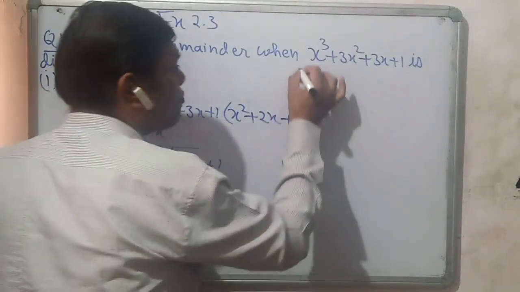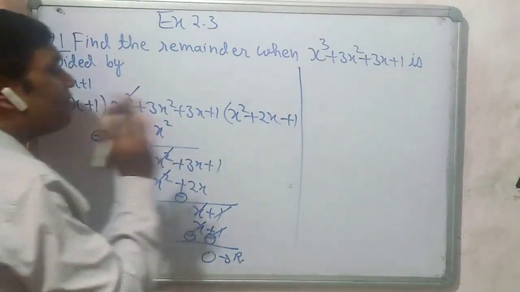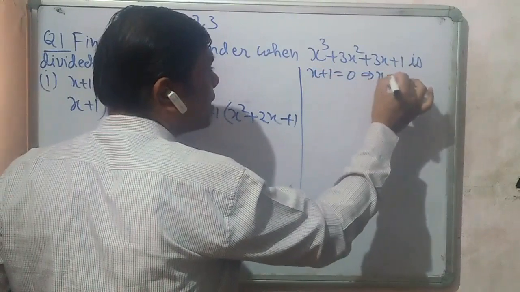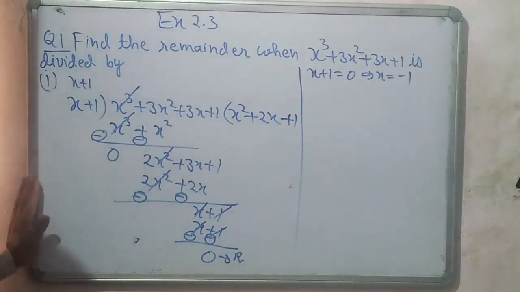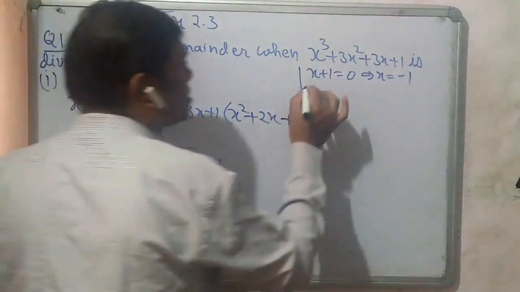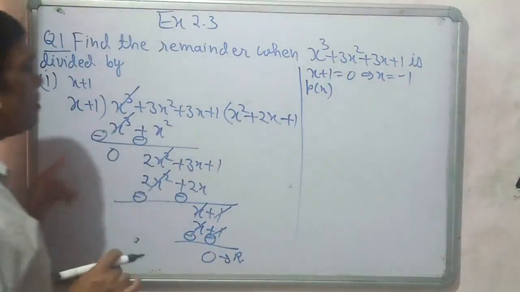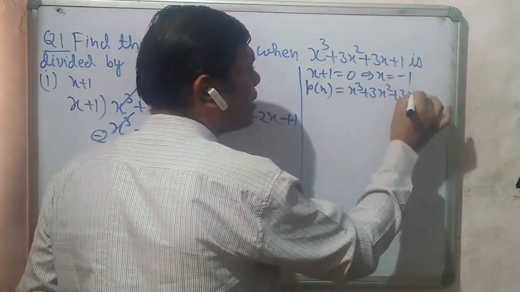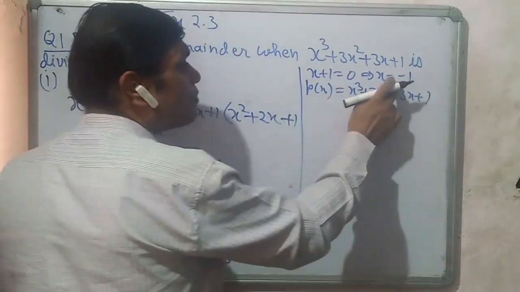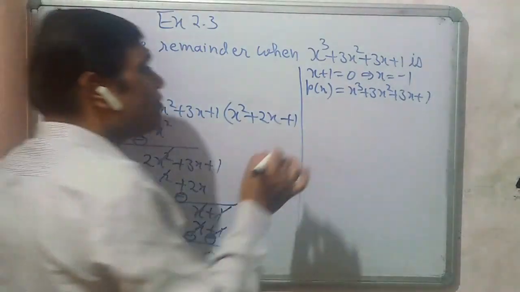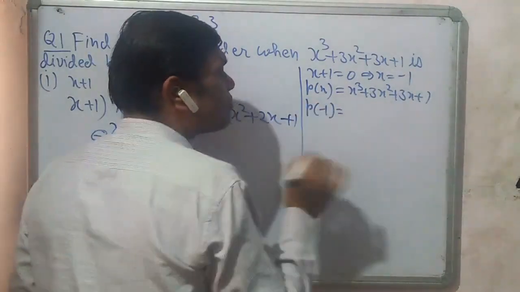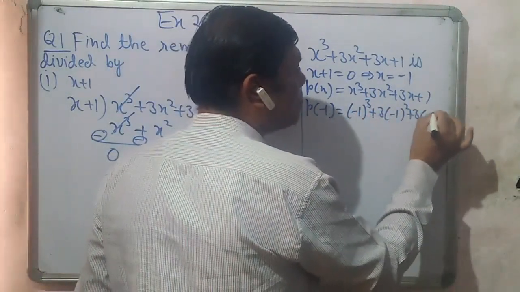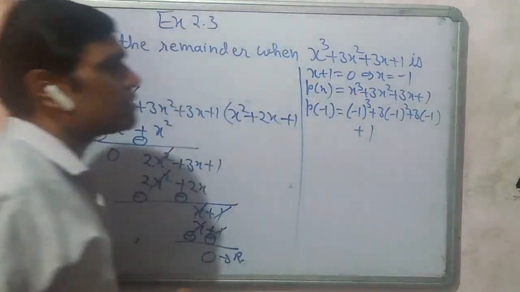For using remainder theorem, what we'll do? We'll find the zero of the divisor. For that, x plus 1 equals 0 implies x is minus 1. Write down p(x). What is the dividend? p(x) is x cube plus 3x square plus 3x plus 1. We have to put x as minus 1. So we'll find p of minus 1. That will give us (minus 1) cube plus 3 multiplied (minus 1) square plus 3 multiplied minus 1 plus 1.